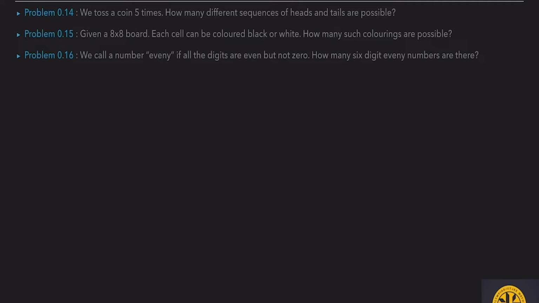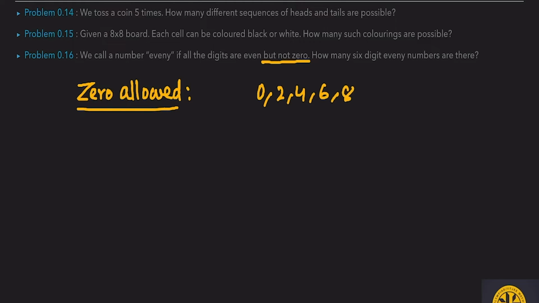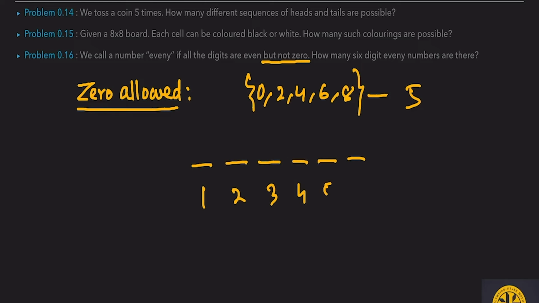In this problem, we have mentioned that 0 is not allowed. What if 0 was allowed? So you have 6-digit even numbers. All the digits are even. So these are all the possible choices. So you have 5 possible choices. And this is your 6-digit number.